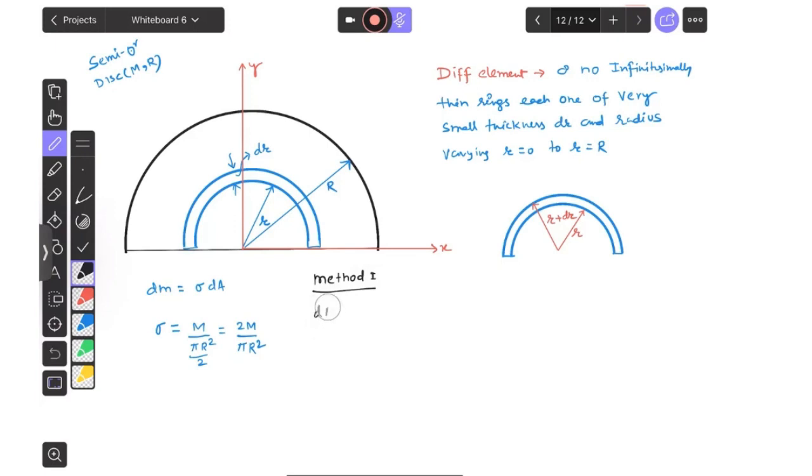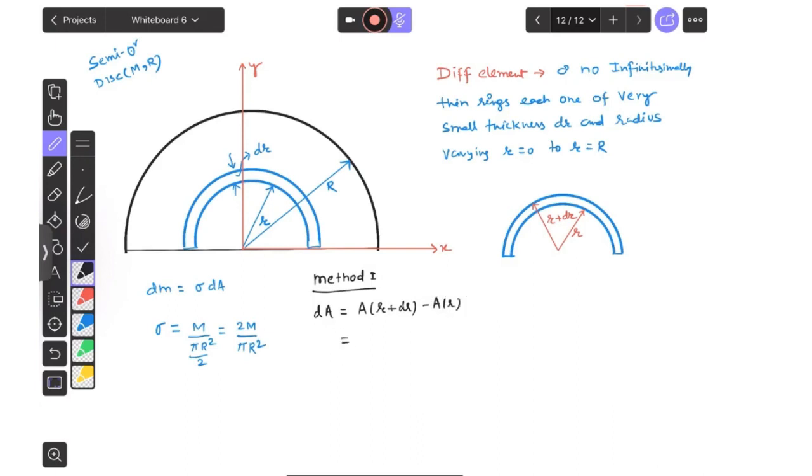Whatever the dA is, it is the area. If I find the area up to outer radius r plus dr, but now we have to find the area of this thin ring. So what we could do, we could find the area of a semicircular disc up to radius r plus dr, and we can find the area of a semicircular disc up to radius r. Then we can subtract them, no? So I could write down dA is going to be whatever area I have up to r plus dr minus the area up to r.